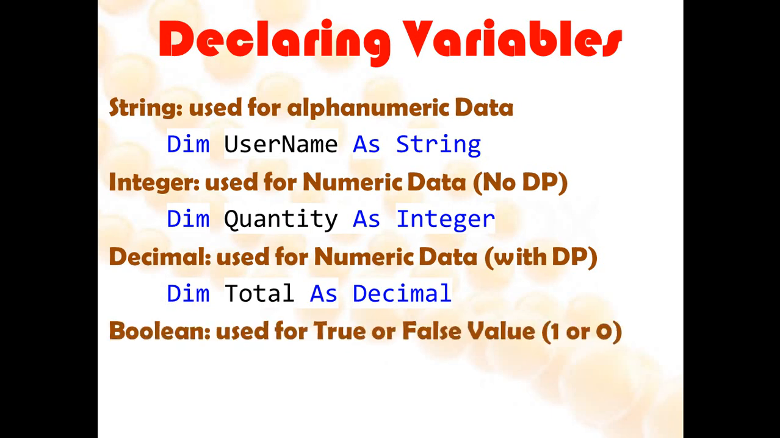Then we have Boolean, which are true or false values. They are either yes or no, either 1 or 0, or we can also say they are either on or off. So an example is a state Boolean variable. This is where you can have a state that is either on or off.